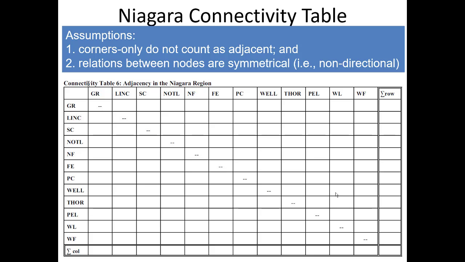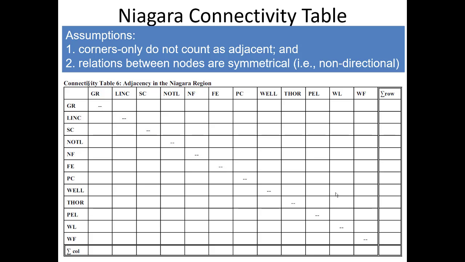So what we can do first is simply look at Grimsby. Grimsby has exactly two neighbors. It has Lincoln and it has West Lincoln as neighbors. Nobody else is on the border. No other location is on the border of Grimsby.